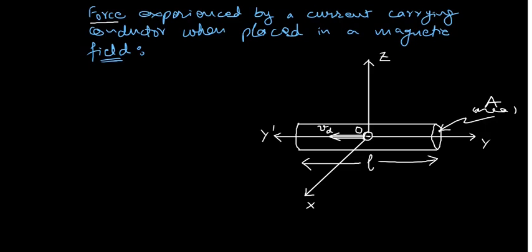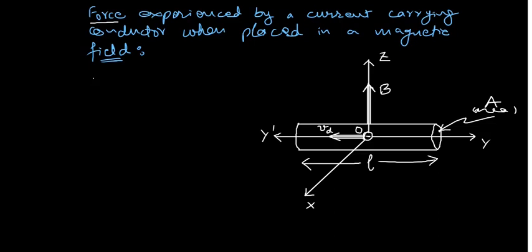We have considered a current-carrying conductor. The direction of the magnetic field is along the z-axis, and the wire is placed along the y-axis. It means the angle between the magnetic field and the wire is 90 degrees. We have considered the length of the wire in the magnetic field as L, and the area of cross section of the wire is A.